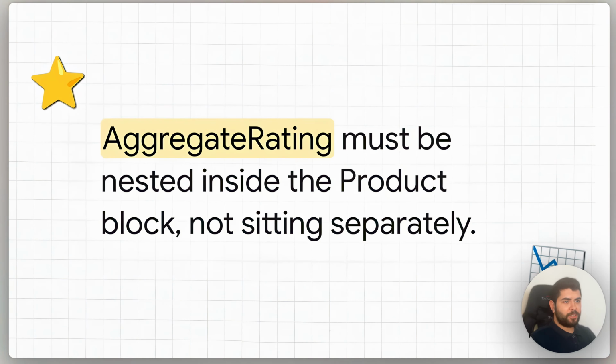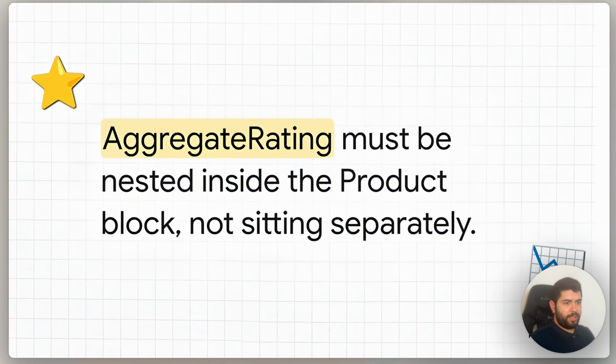In many Shopify setups, the review app puts rating schema on the page as a separate block and not nested inside the product block. So from a crawler's point of view, that means you have a product over here and a rating sitting somewhere else, and the connection between them is not always clear.